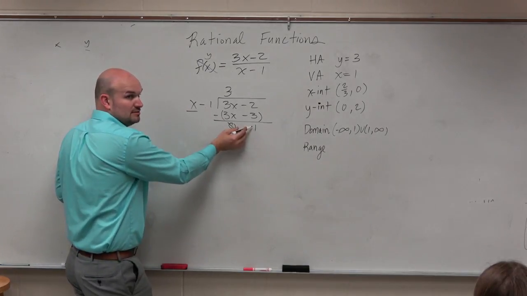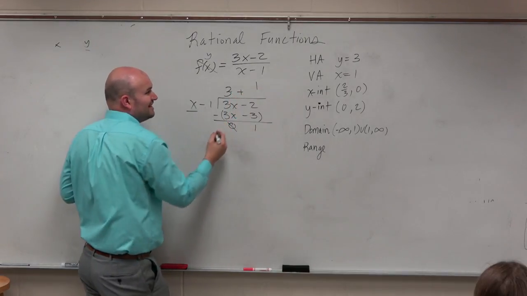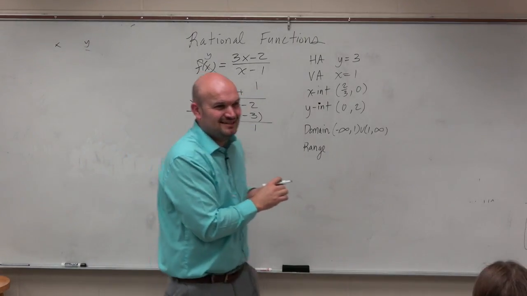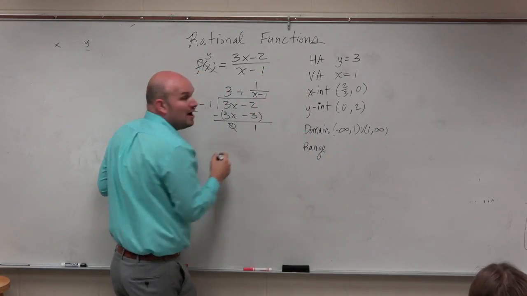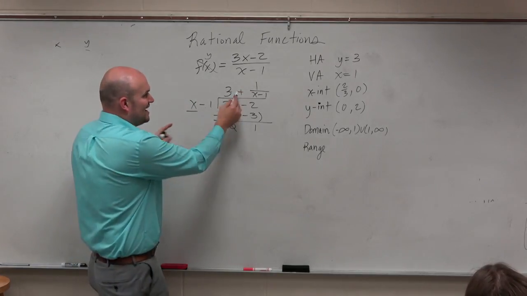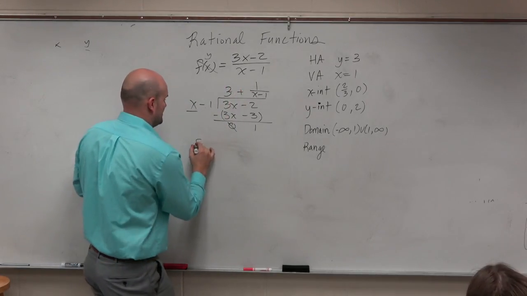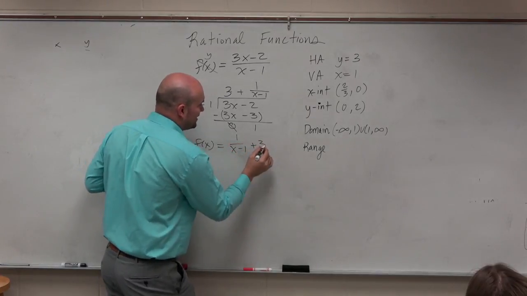Does x divide into 1? No, so that's your remainder. So we add the remainder, and do you remember what we did with that after that? Over your divisor, x minus 1. Whoa, wait a minute. Look what happened. By dividing it, I just rewrote f of x as 1 over x minus 1, plus 3.